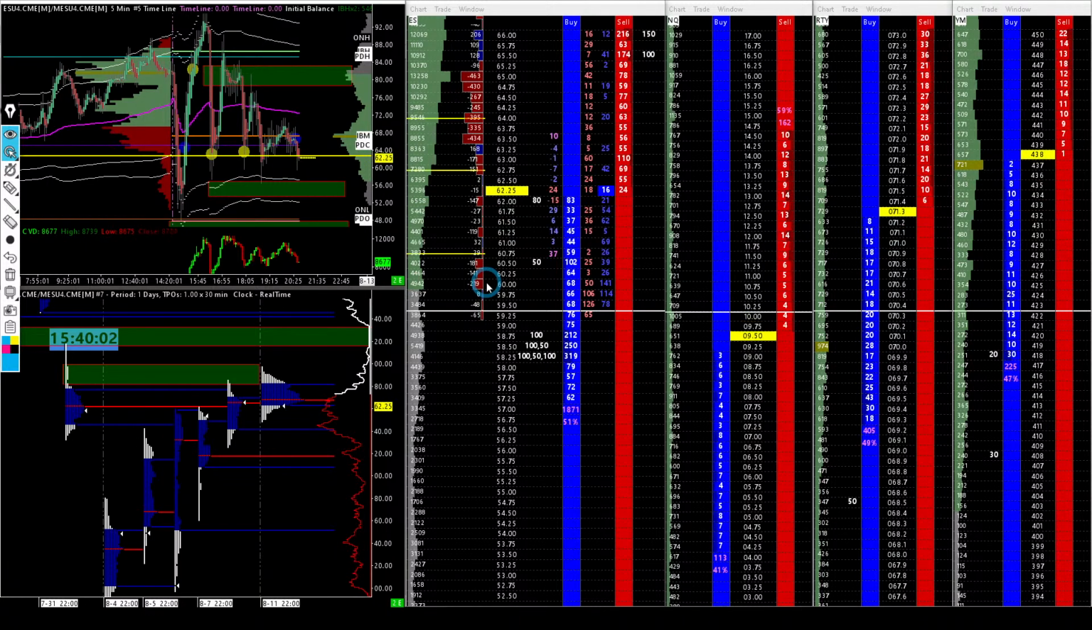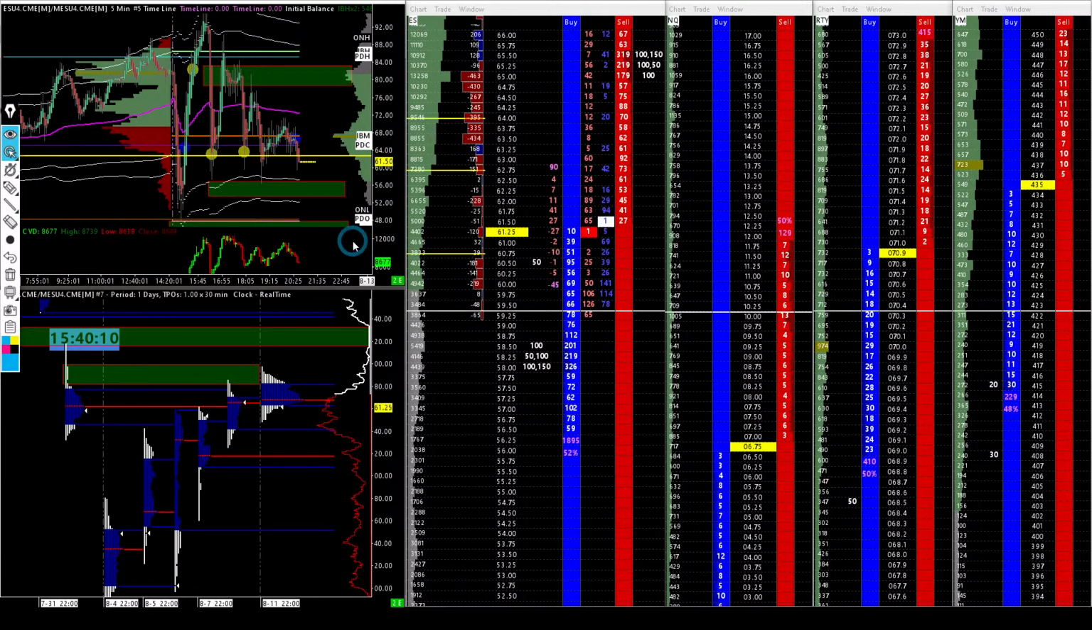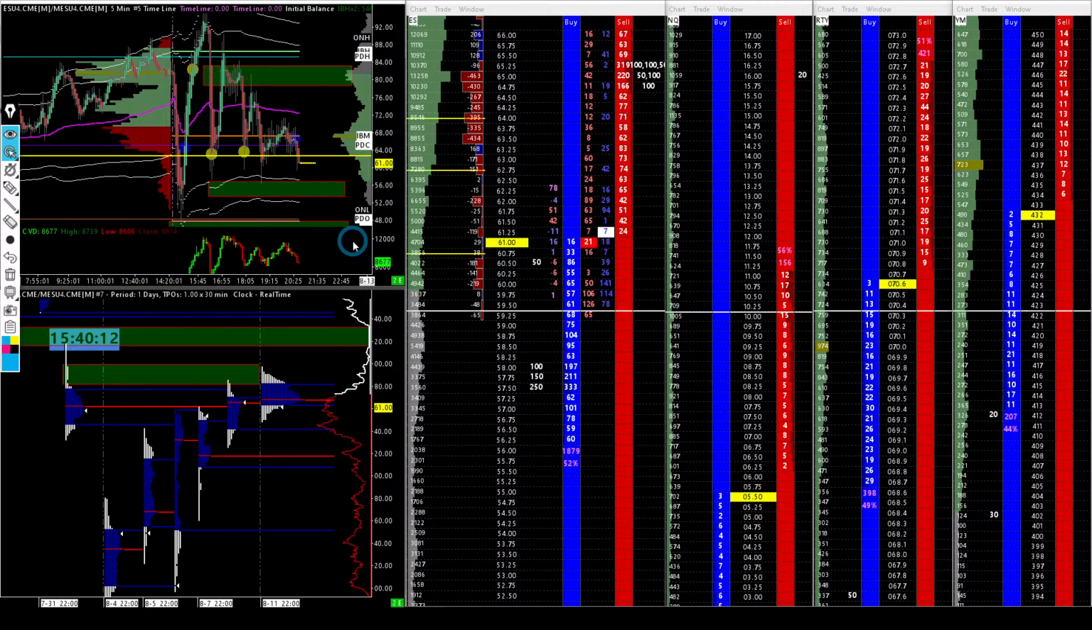Oh, interesting. Interesting that the scary index is rising.